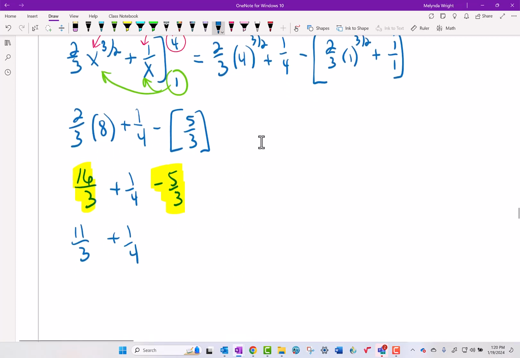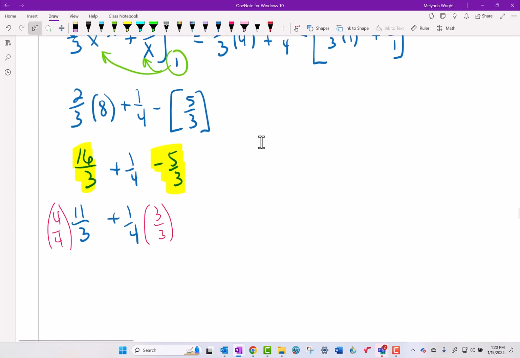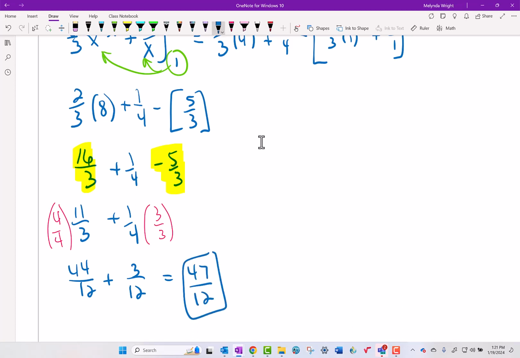And this is just lovely arithmetic. I need a common denominator, and I can see the common denominator is 12. So I need to multiply this by 4/4 and this by 3/3. So I have 44/12 plus 3/12, which gives me 47/12. And that's my answer.